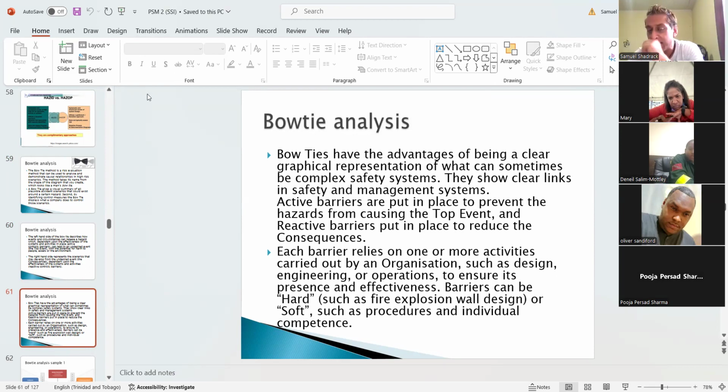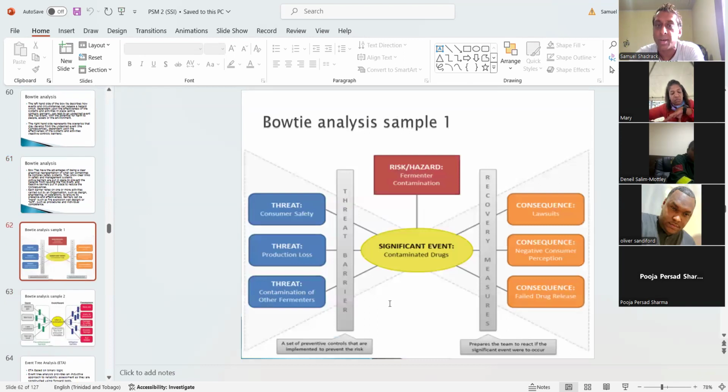Like I said, part of the bow tie is proactive, part of it is reactive. Active barriers are put in place to prevent the hazard from causing the top event from occurring. Reactive barriers are put in place to reduce the consequences. Each barrier relies on one or more activities carried out by the organization, such as design, engineering, or operation, to ensure its presence and effectiveness. Barriers can be hard, such as fire or explosion wall design, or soft, such as procedures and individual competence, right?